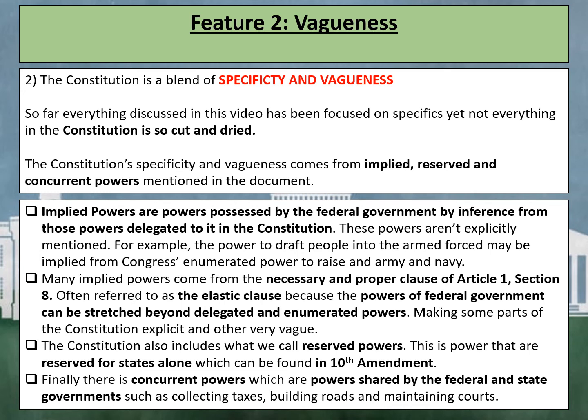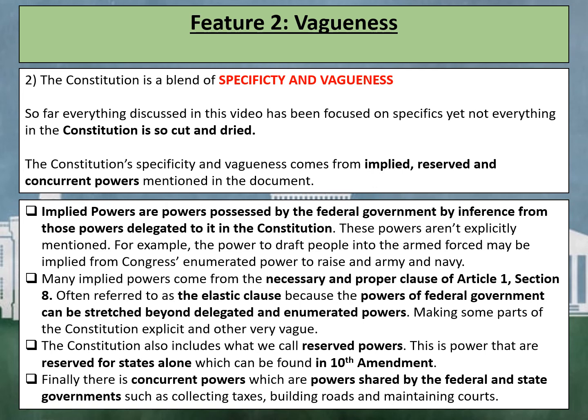For example, the power to draft people into the armed forces may be implied from Congress's enumerated power to raise an army and navy. Many implied powers come from the necessary and proper clause of Article 1, Section 8, often referred to as the elastic clause because the powers of federal government can be stretched beyond delegated and enumerated powers, making some parts of the Constitution explicit and others very vague.